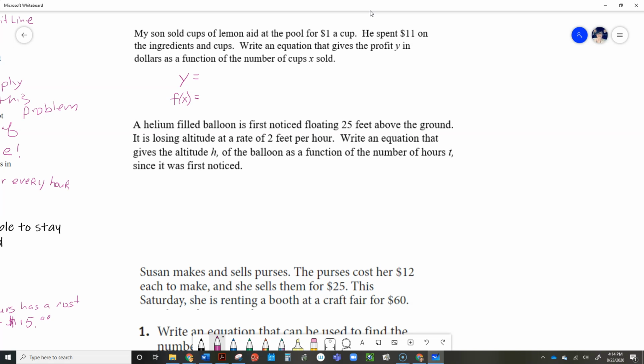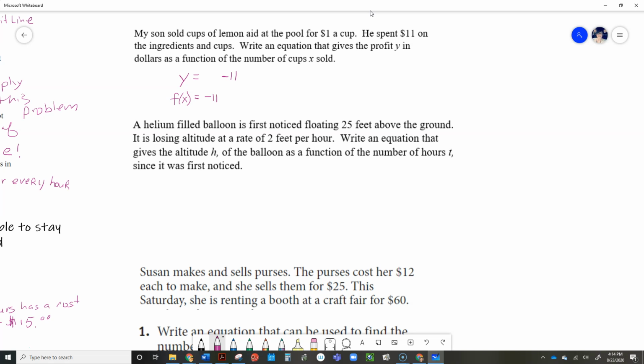So write an equation that gives the profit y in dollars as a function of the number of cups x that's sold. So let's see, how did this work? He spent $11. So that's money that he's already spent. What can we do to represent the amount of money that he's already spent before he's even sold any cups? That's kind of like saying I'm $11 in the hole. He started off with negative $11. Now I put the negative 11 out here, but it doesn't have to be. You could put the negative 11 in the front. So I'll do it here.